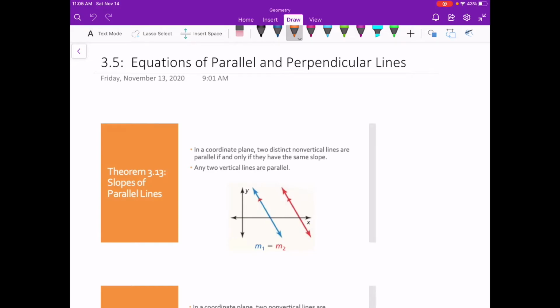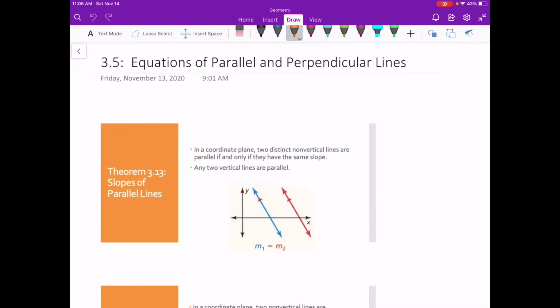This is section 3.5, equations of parallel and perpendicular lines. So in a coordinate plane, two distinct non-vertical lines, so just two different lines that are not straight up and down, are parallel if and only if they have the same slope. So the takeaway from this part is that parallel lines have the same slope.